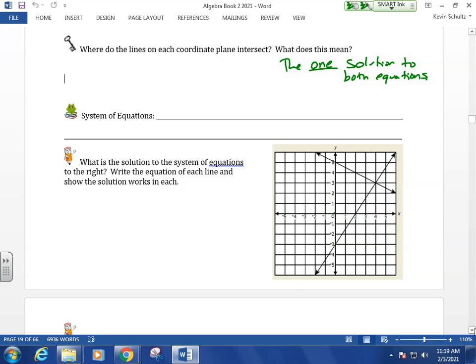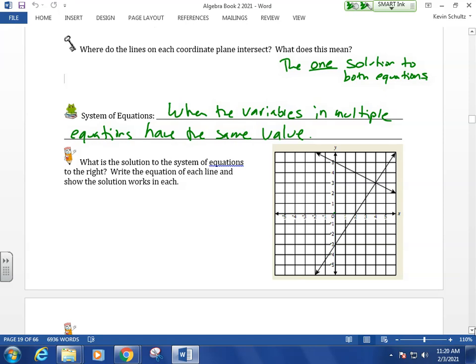But anyway, a system of equations is when the variables in multiple equations have the same value. Just having two equations isn't a system. If the variables in those equations have the same value, now you've got that relationship, and that relationship we call a system. Okay?